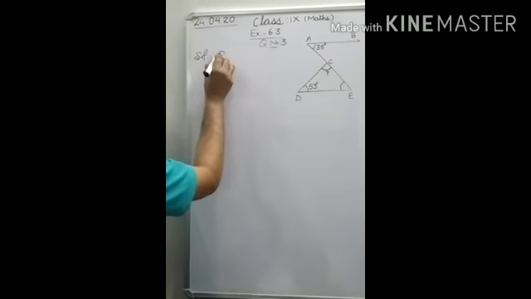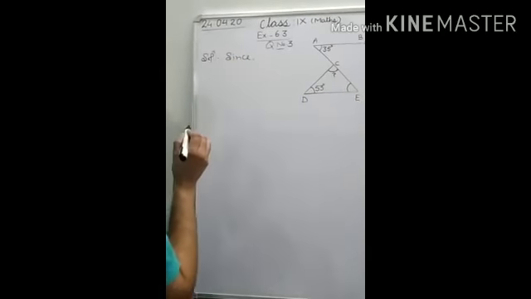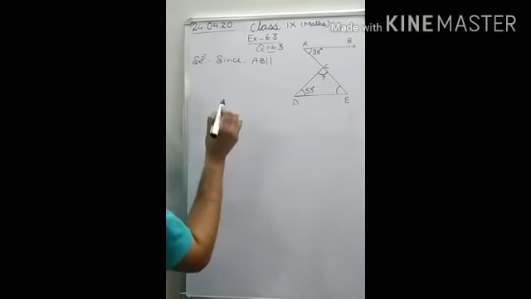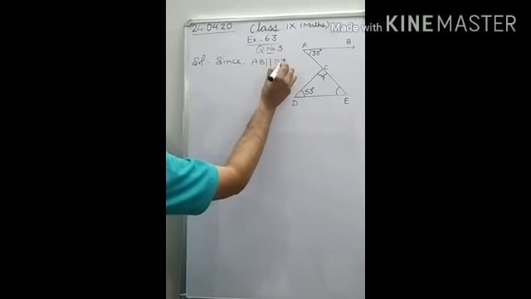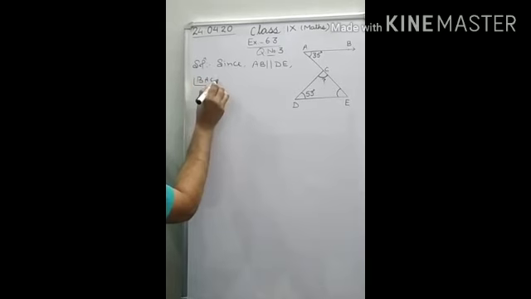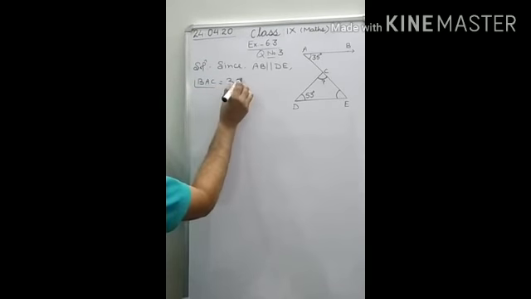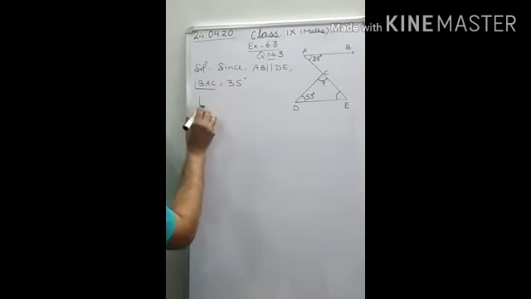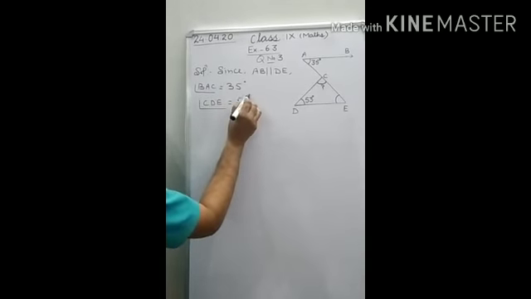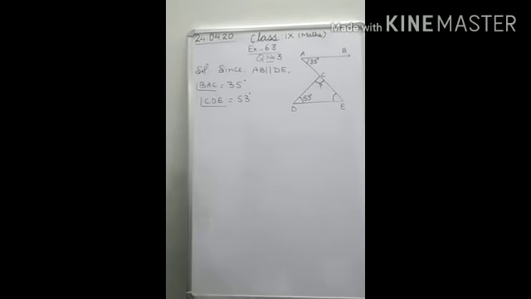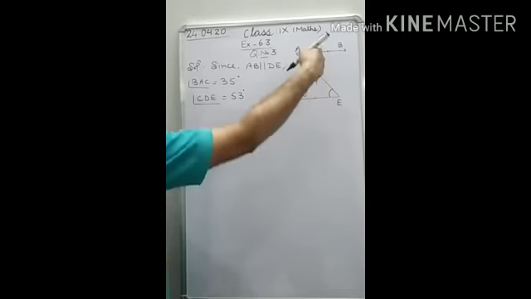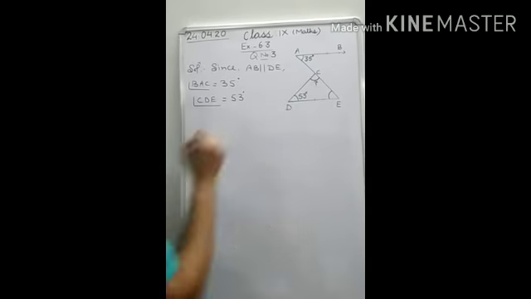We have AB is parallel to DE. This is given. Moreover, angle BAC is 35 degrees, and angle CDE is 53 degrees. These things are given. So now students, you see very carefully. Here the lines AB and DE are parallel, and AE is a transversal.